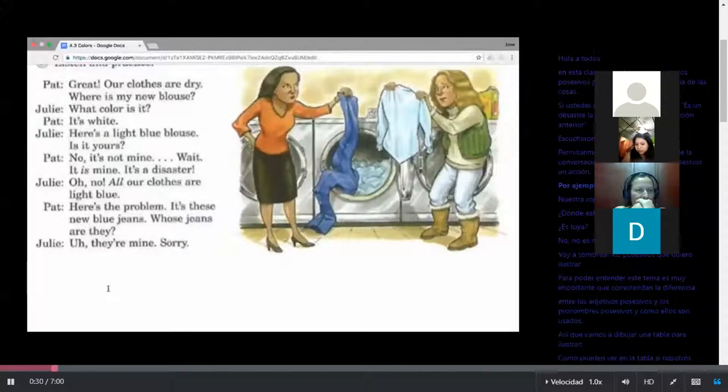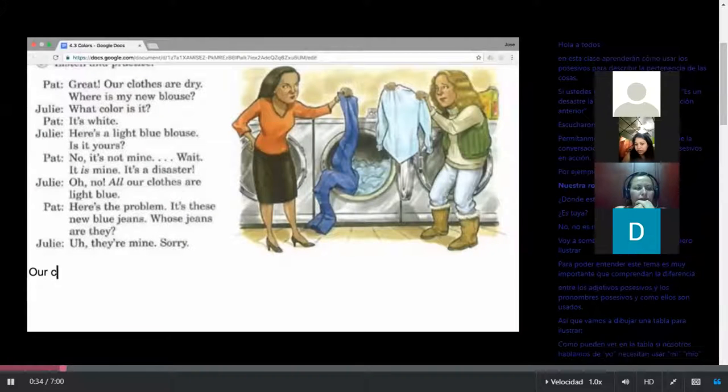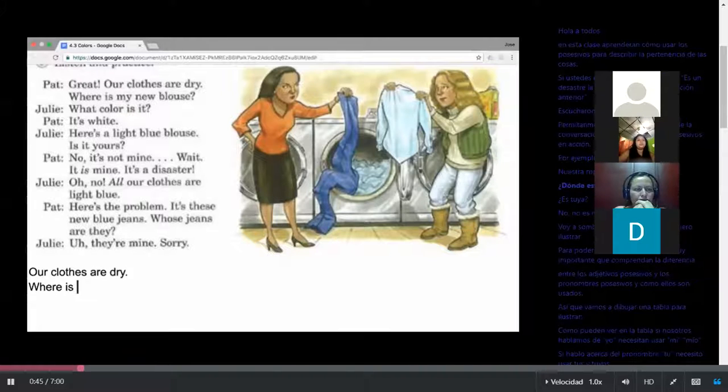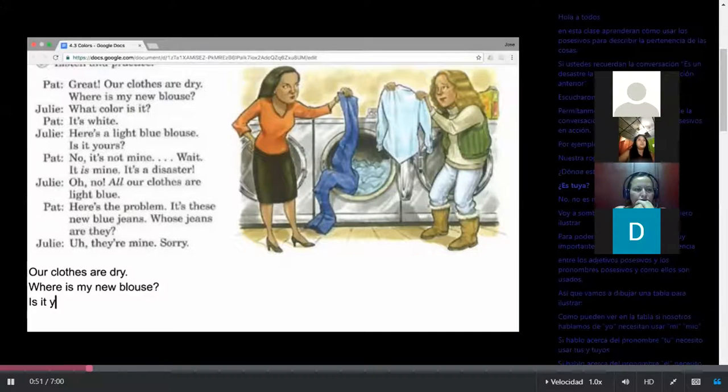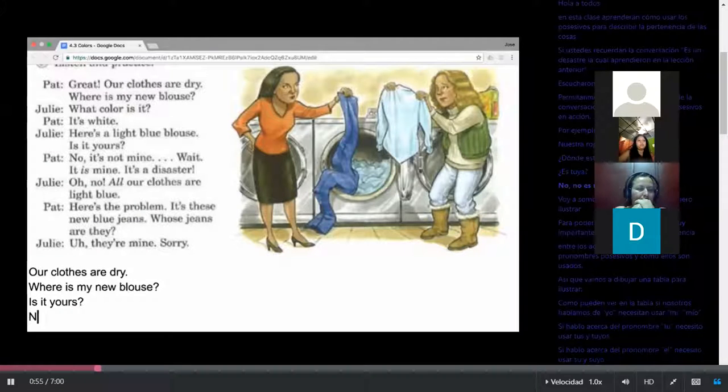Our clothes are dry. Where is my new blouse? Is it yours? No, it's not mine.